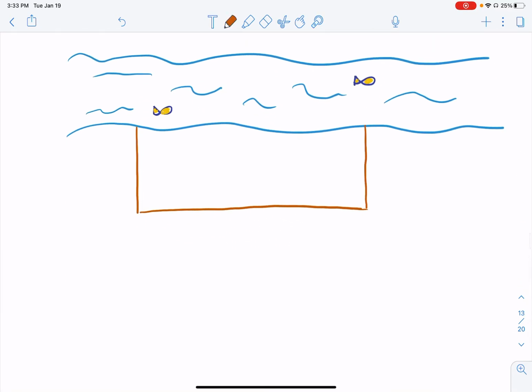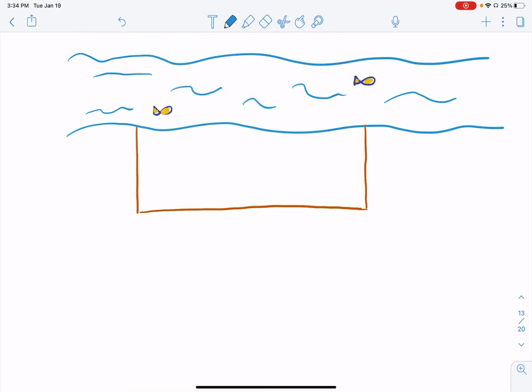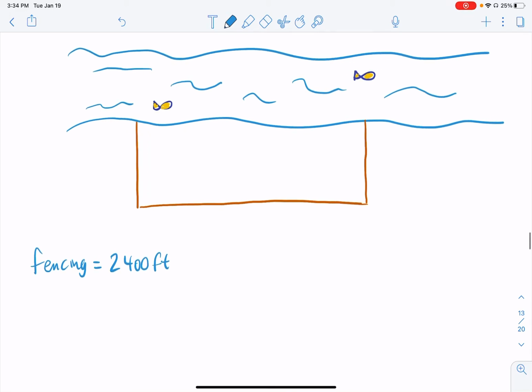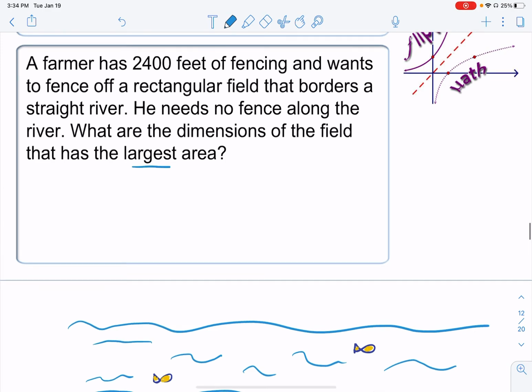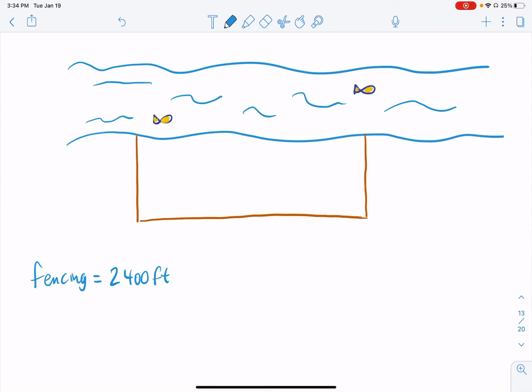That's a perimeter, isn't it? So our perimeter, it's kind of a semi-perimeter because it doesn't include the river part of it. So I'll just call this fencing. Fencing is equal to 2,400 feet, and that's probably going to come up in some kind of capacity. And what are we doing? We are trying to find the largest area. We're maximizing the area of this rectangular paddock. Max area. It is a rectangle.